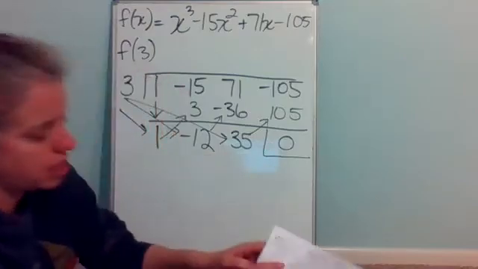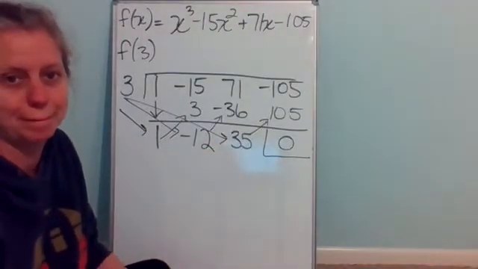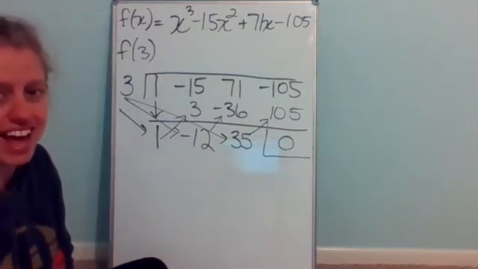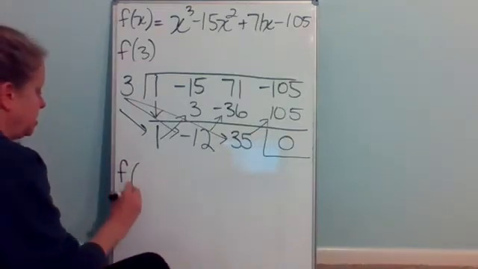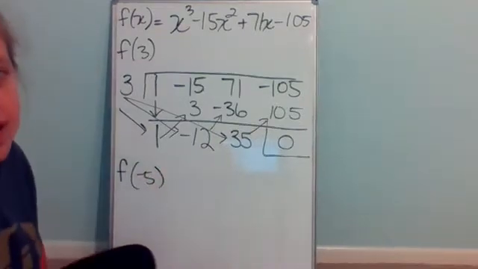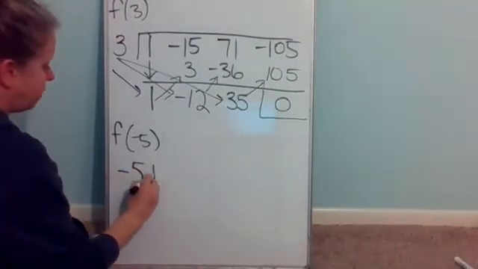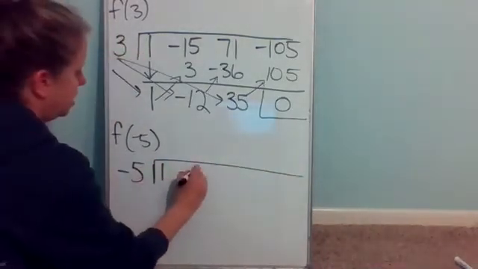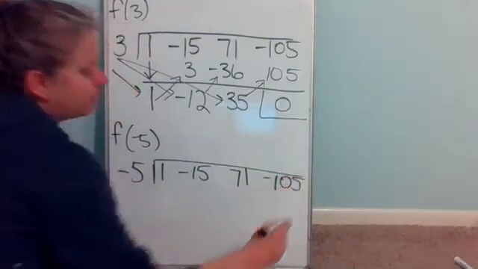Now, all you're putting in your little answer spot right here is just what you got as this last number, which is a 0. The second part of this one wants me to find f of negative 5. So let's see if this is a 0, which means I'm going to use the same process, but with negative 5. Same coefficients: 1, negative 15, 71, and negative 105.